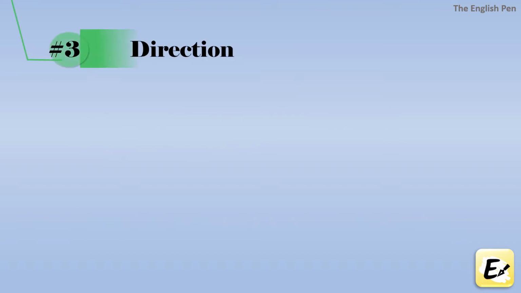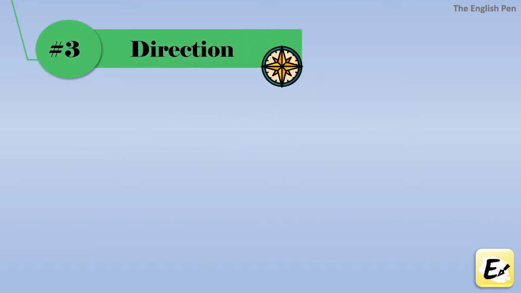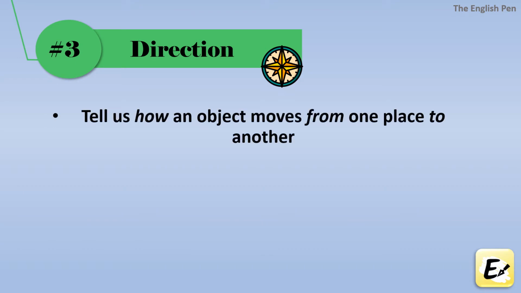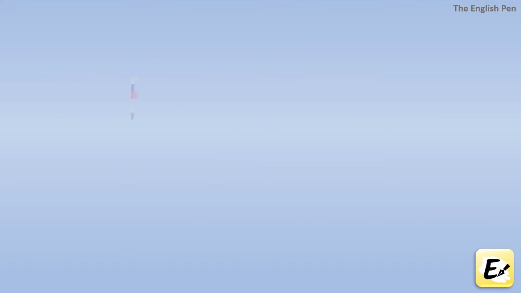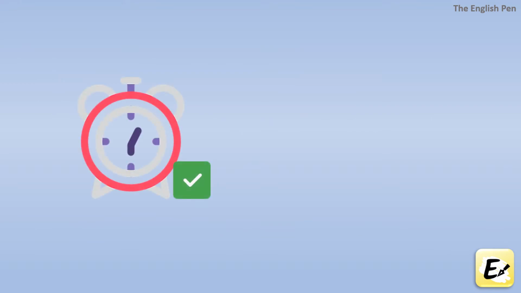Number 3. Direction. Prepositions can tell us how an object moves from one place to another. These prepositions include through, across, into, and to. For example, I run across the field. Alright, so we know when to use a preposition now. We use it to provide detail for time, place, and direction in a sentence.